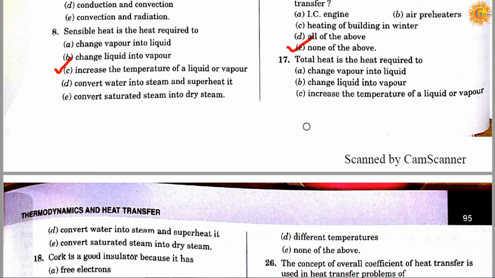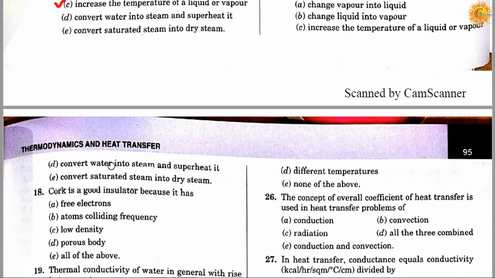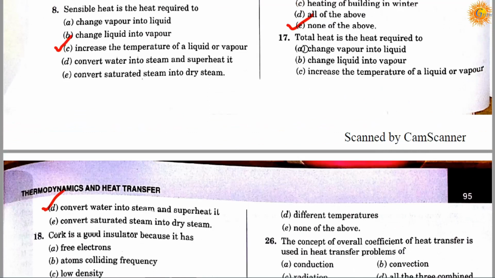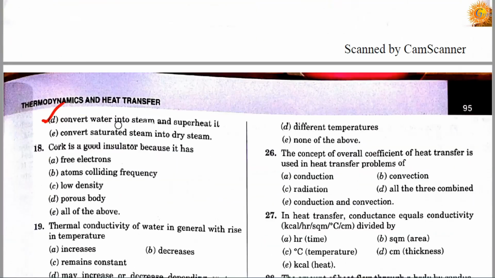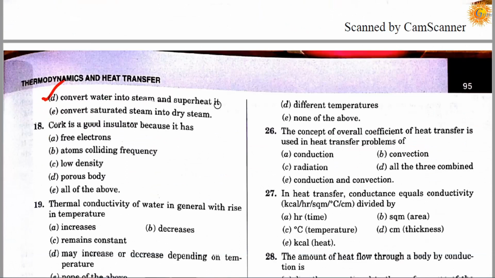Question number 17. Total heat is the heat required to, option A, change vapor into liquid. Option B, change liquid into vapor. Option C, increase the temperature of the liquid or vapor. Option D, convert water into steam and superheat it. Option E, convert saturated steam into dry steam. So the correct answer is D. The total heat is the heat required to convert water into steam and superheat it.